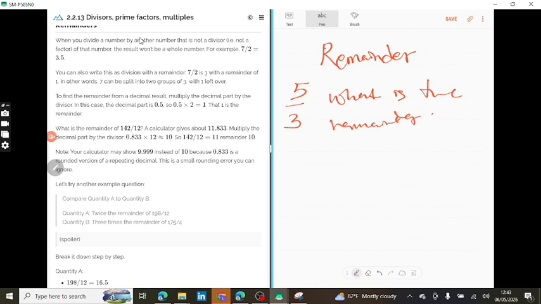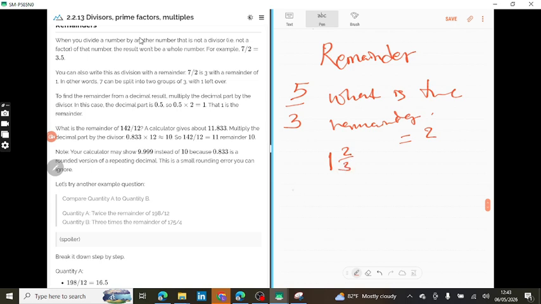Nobody is asking you to find the decimal. They're asking you to find the remainder, not the decimal. So what is the remainder? The remainder is 2. So this equals 2. And how we normally write it is 1 whole number 2 over 3.